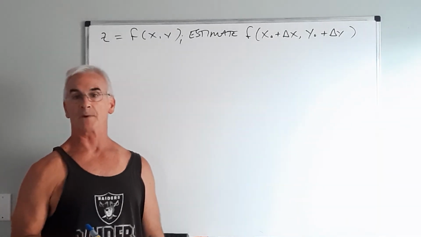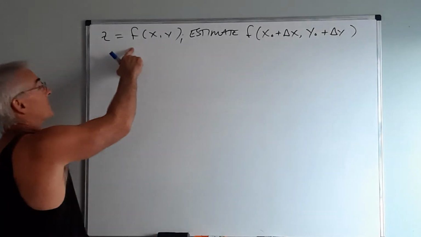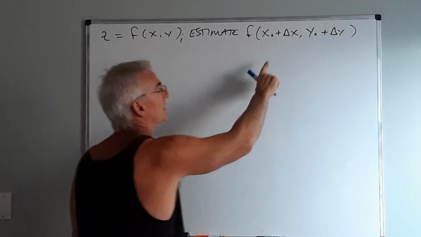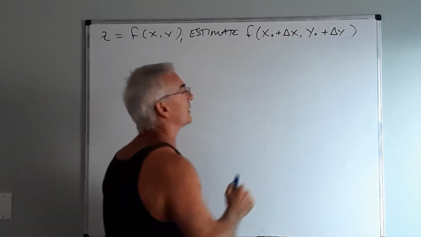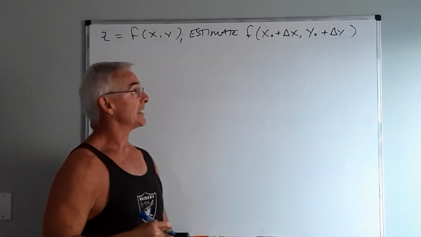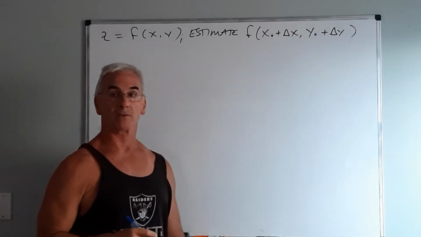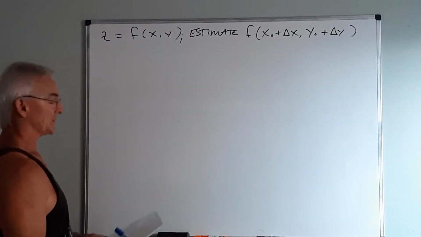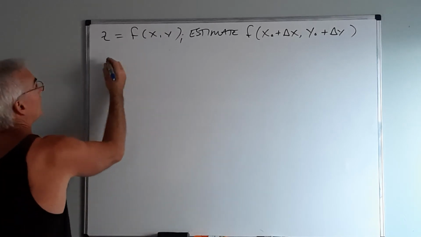Now let's look at a 3-dimensional scenario. I'm given some function z equals f of x, y, and I want to estimate this value right here, assuming that x0 and y0 are easy numbers, and that delta x and delta y are not large in comparison. So what we want to do is see how much of the previous information we can use. Well, we do know this.